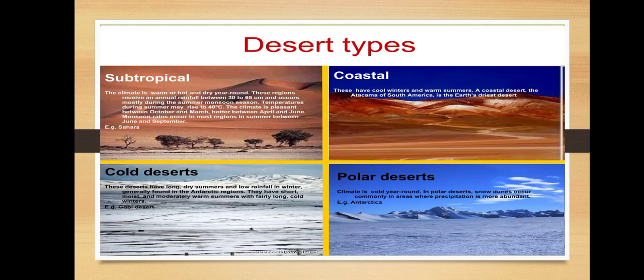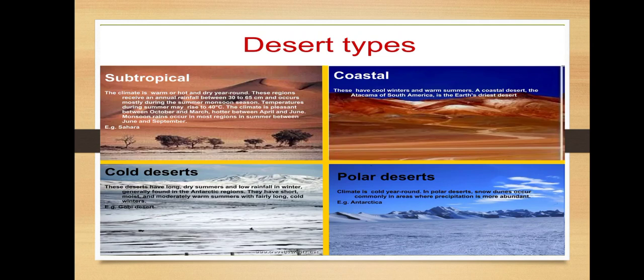On the other side, we have the coastal deserts. These have cool winters and warm summers. A coastal desert, the Atacama of South America, is the Earth's driest desert. We have also the cold deserts. These deserts have long dry summers and low rainfall in winter, generally found in the Antarctic regions. They have short, moist, and moderately warm summers with fairly long cold winters. An example of this is the Gobi Desert.